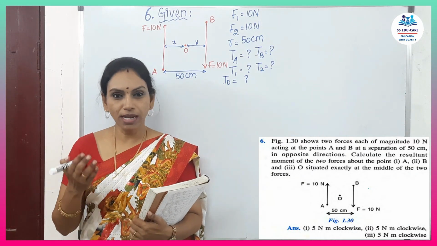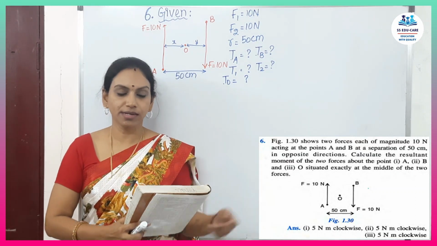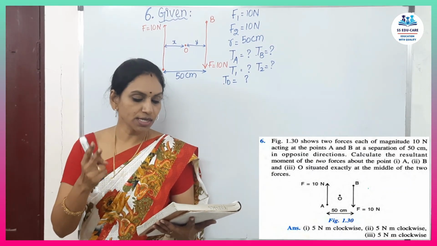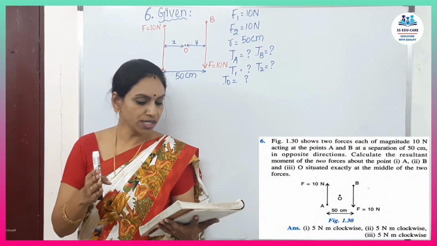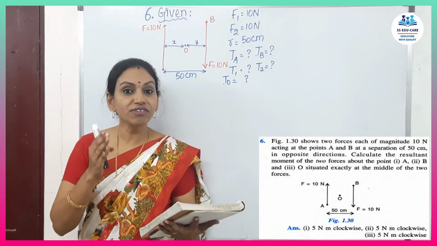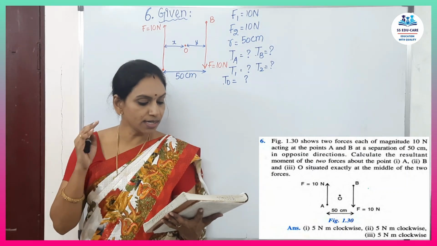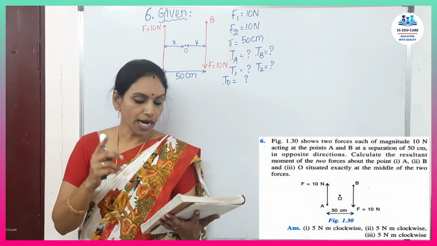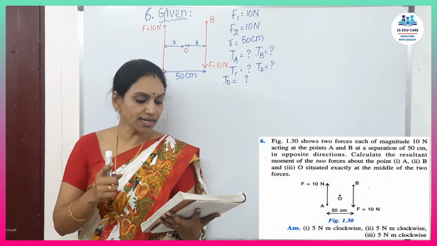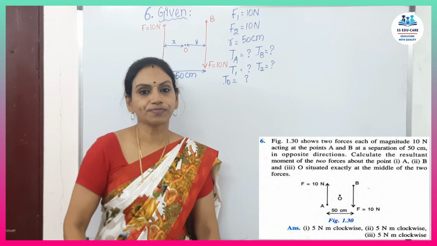Next is numerical number 6. Let me read out the question for you. The question is displayed here. Figure 1.31 shows two forces, each of magnitude 10 Newton, acting at points A and B at a separation of 50 centimeter in opposite direction. Calculate the resultant moment of the two forces at point A, point B and O situated exactly at the middle of the two forces. Let's do the problem.